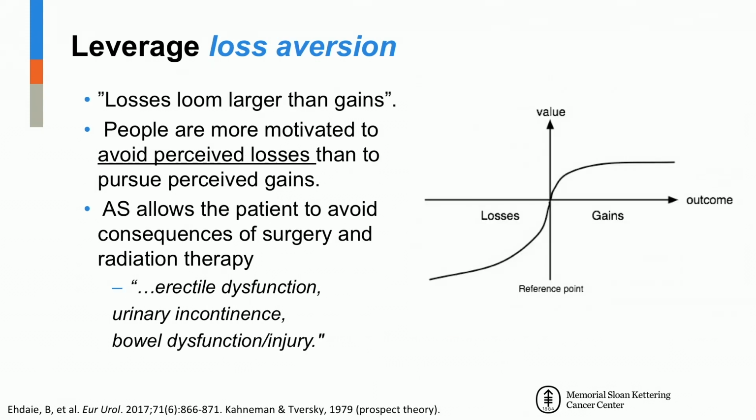Another principle is loss aversion. So this again is from Kahneman and Tversky's prospect theory, that losses loom larger than gains, and people are more motivated to avoid perceived losses than pursue perceived gains. So if you talk about the complications and the risks with surgery and radiation, people have a tendency to want to avoid those complications.